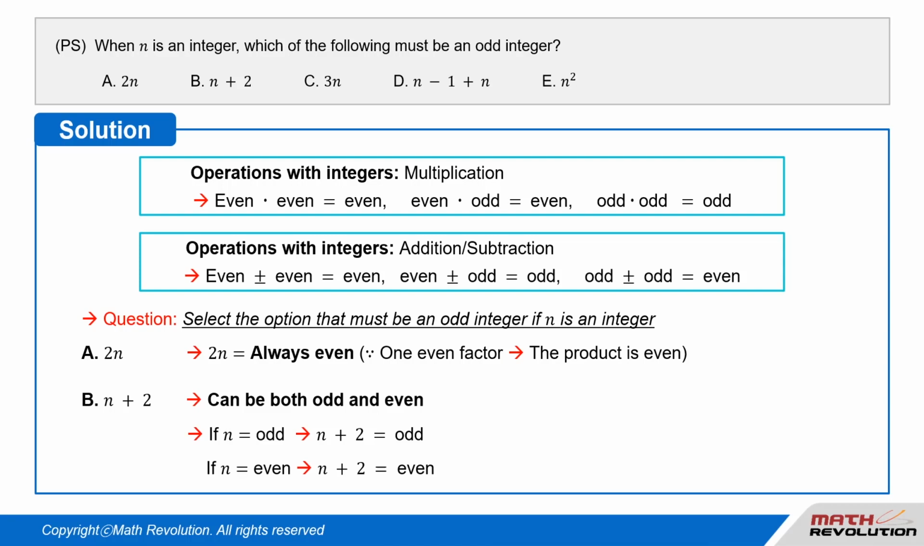B. n plus 2. n plus 2 can be both odd and even, depending on the value of n. If n is odd, say 1, n plus 2 will be odd. And if n is even, say 2, n plus 2 will be even.